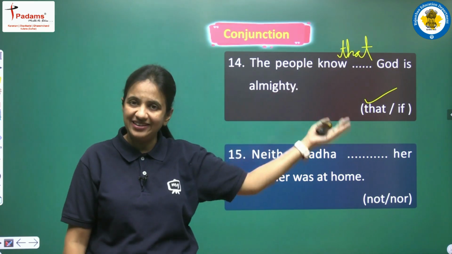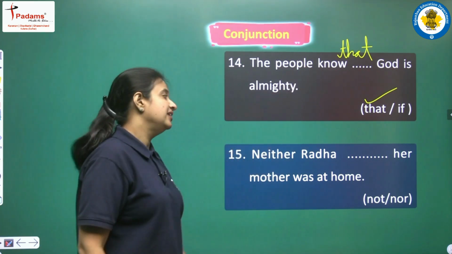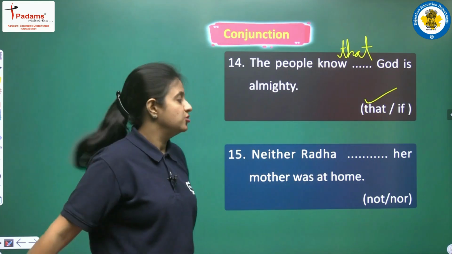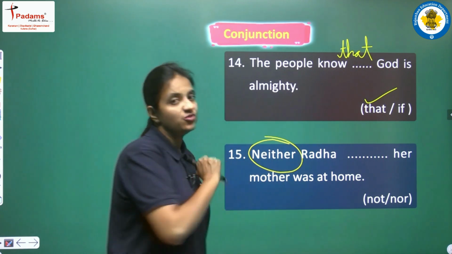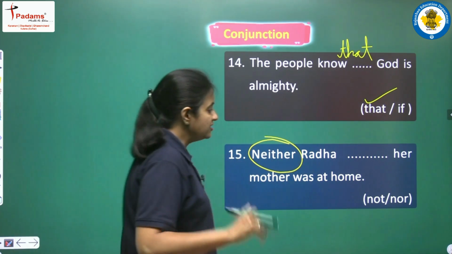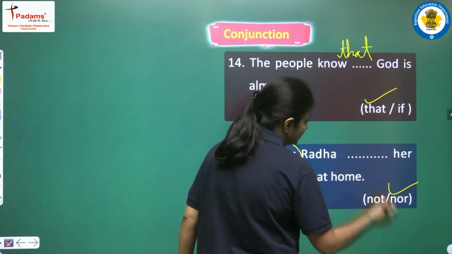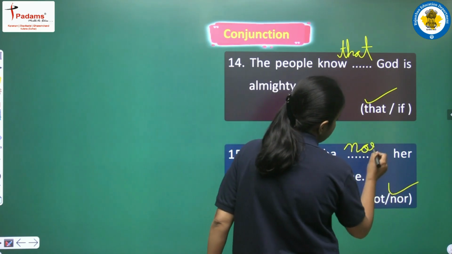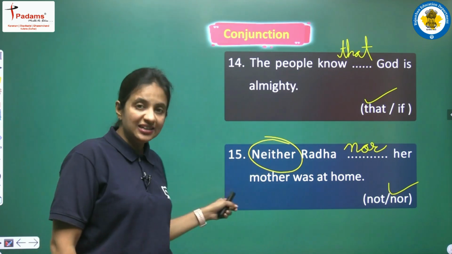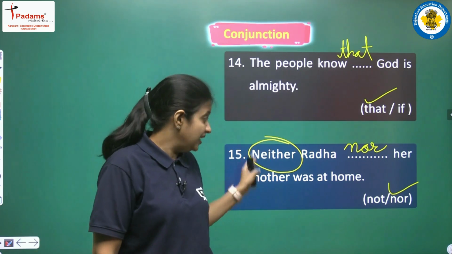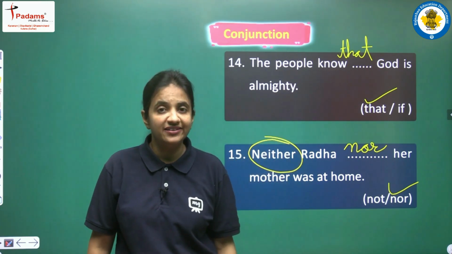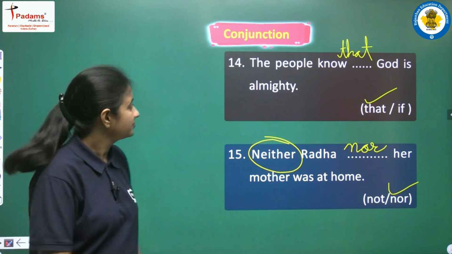We are saying that people know that God is Almighty. Next sentence, neither Radha, her mother, was at home. So we are having neither in the sentence. We have discussed this kind of sentence structure where neither is used with nor as a conjunction. So from the given options we are choosing nor. In the blank we have to write nor, and the complete sentence we are having here: neither Radha nor her mother was at home.